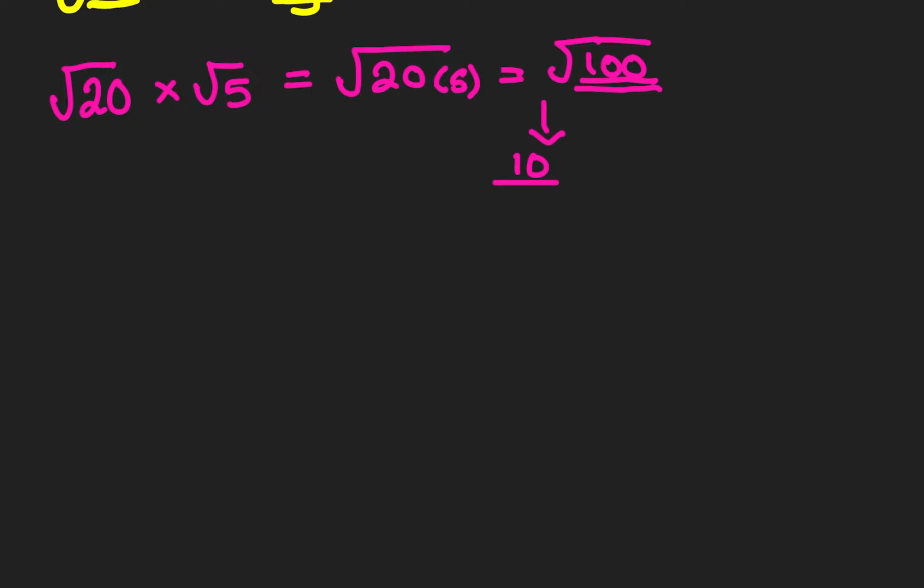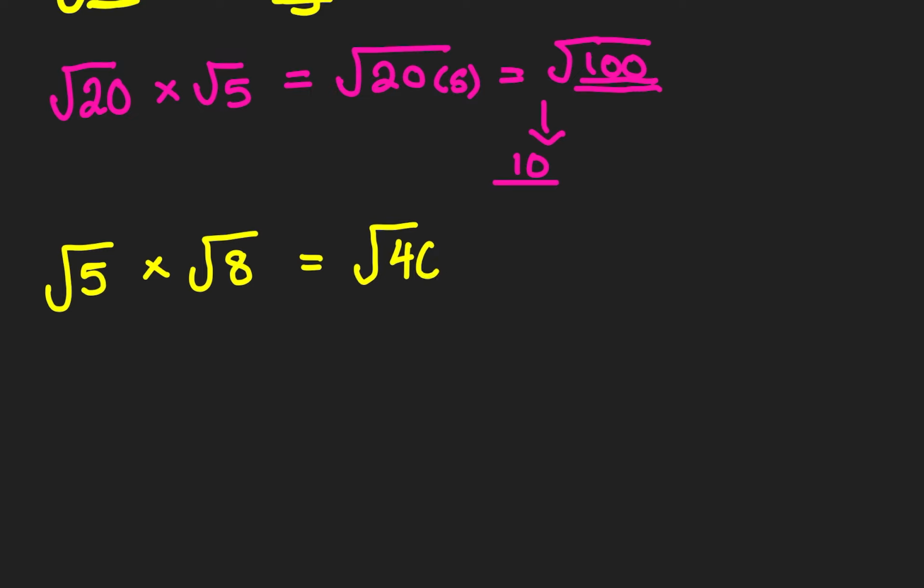Let me move on to a different example. Let's take root 5 times root 8. Root 5 times root 8 is root 40. Now, 40 is not a square number. There is no perfect number in mathematics that times by itself to get the value of 40. So therefore, we can simplify it.